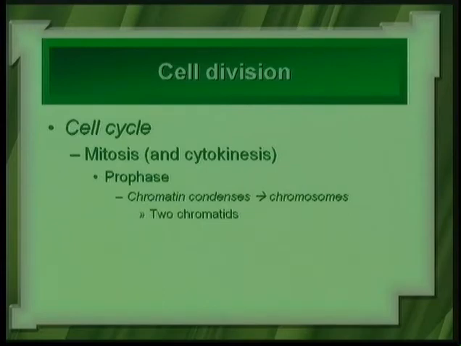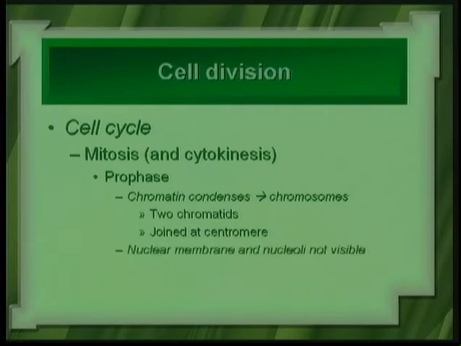Yeah, two sister chromatids identical to each other. Another thing is that these two sister chromatids are joined at a part of the chromosome known as the centromere. And then during this part, the nuclear membrane will break down, and the nucleolus that would have been there in the nucleus would not be visible anymore.